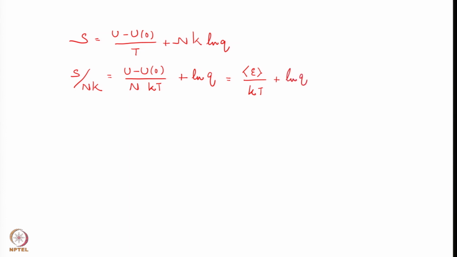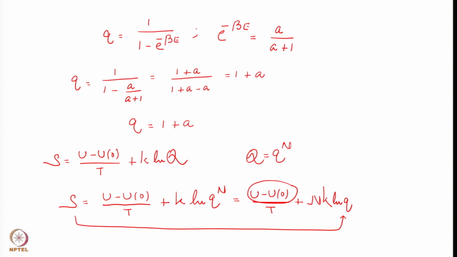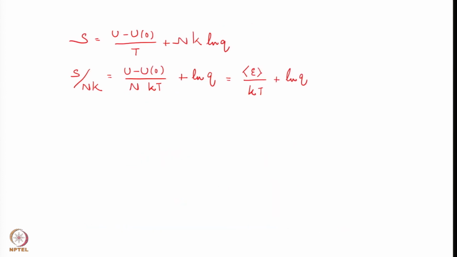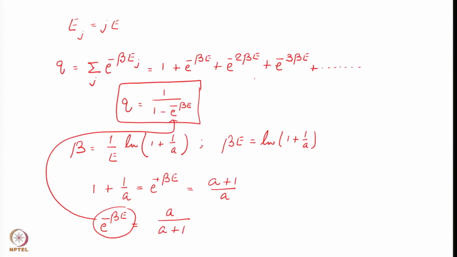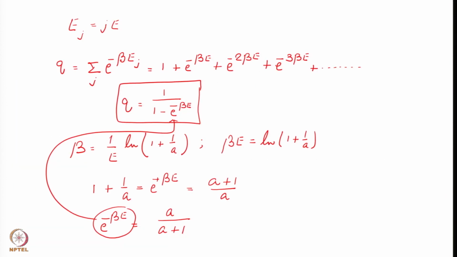What are we supposed to get? We are supposed to get this expression, that S by Nk is equal to 1 plus A log 1 plus A minus A log A. And we have got now up to this. Now the mean energy is given to us. If you look back into the problem statement, the mean energy is A times E. We have to use this.